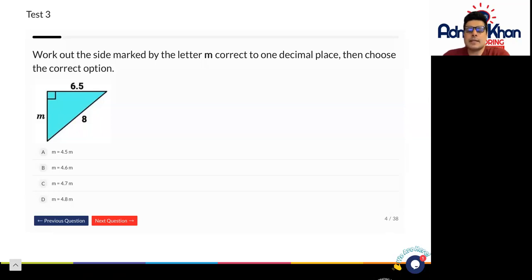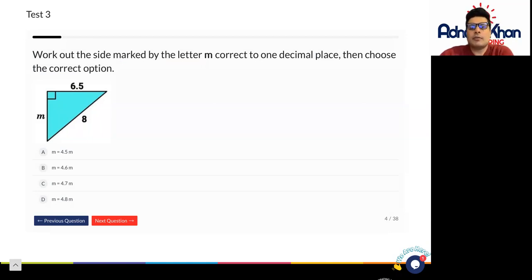So in this particular test, you've got various different types of questions. So I thought we'll look at one particular question based on Pythagoras theorem here. Work out the side marked by the letter M, correct to one decimal place, then choose the correct option. So remember, we're working this out to one decimal place.